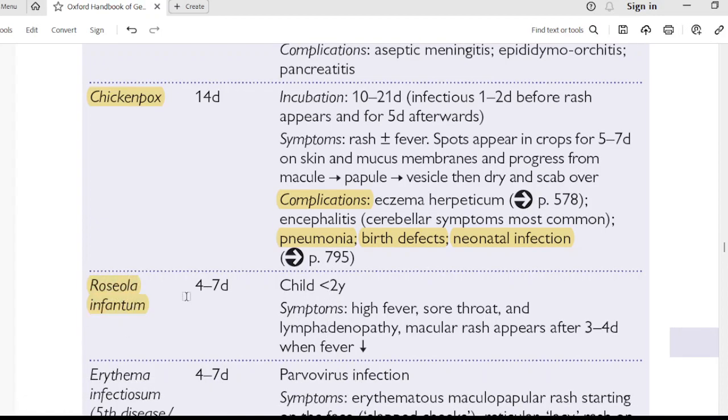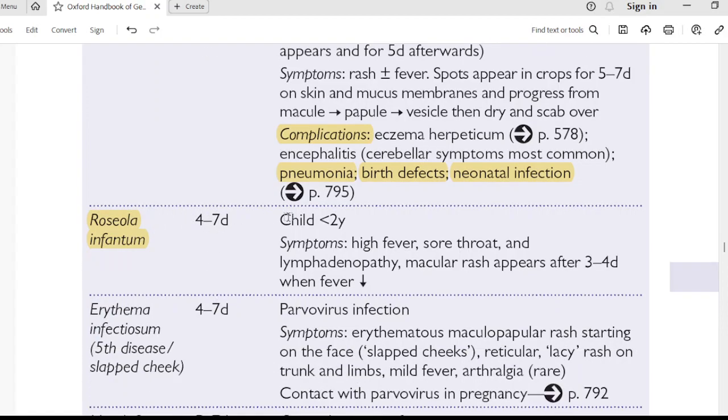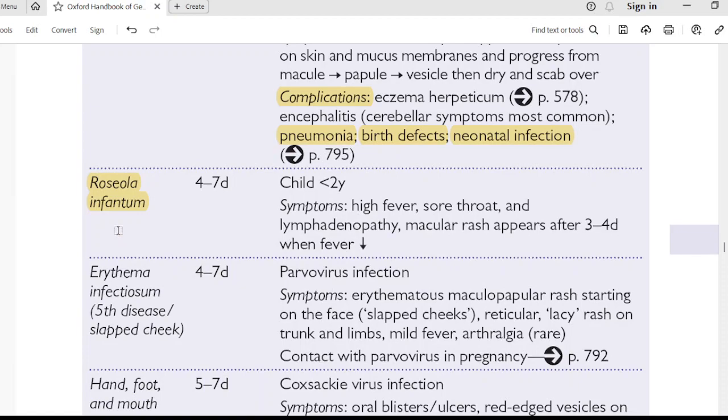Roseola infantum. Illness lasts 4 to 7 days. Child less than 2 years. Roseola or sixth disease, caused by HHV6. Symptoms: high fever, sore throat, lymphadenopathy and macular rash appears after 3 to 4 days when fever has decreased. So the rash after the fever subsides is roseola infantum.